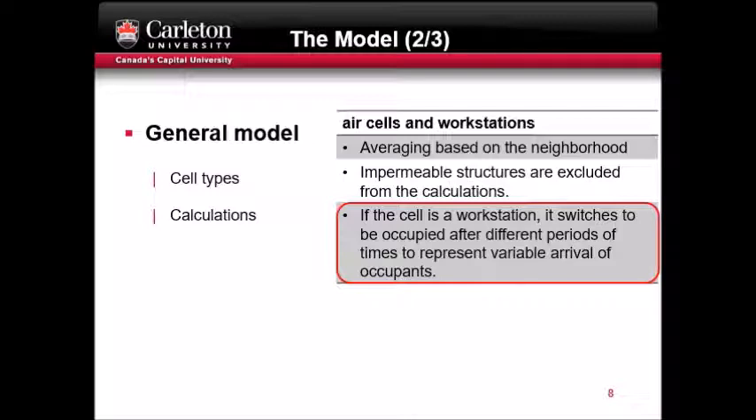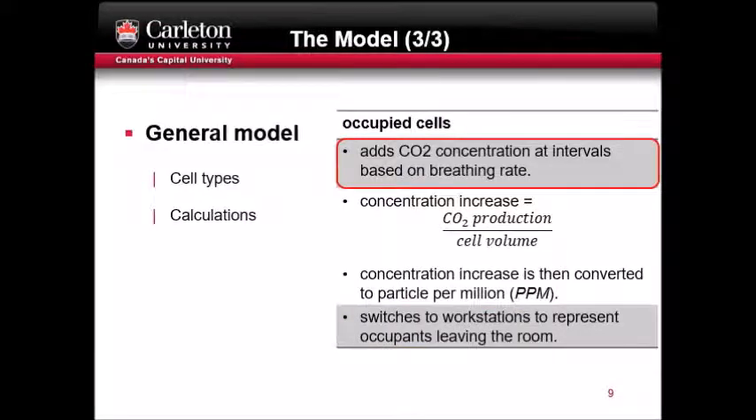So those workstations switch to be occupied after different periods of time to represent the variable arrival of occupants. Occupants may arrive at different times. When an occupant arrives, the workstation cell switches to be a CO2 source, and the way the CO2 concentration level is calculated changes based on that. The CO2 concentration is added at intervals based on the breathing rate that is read from the JSON.